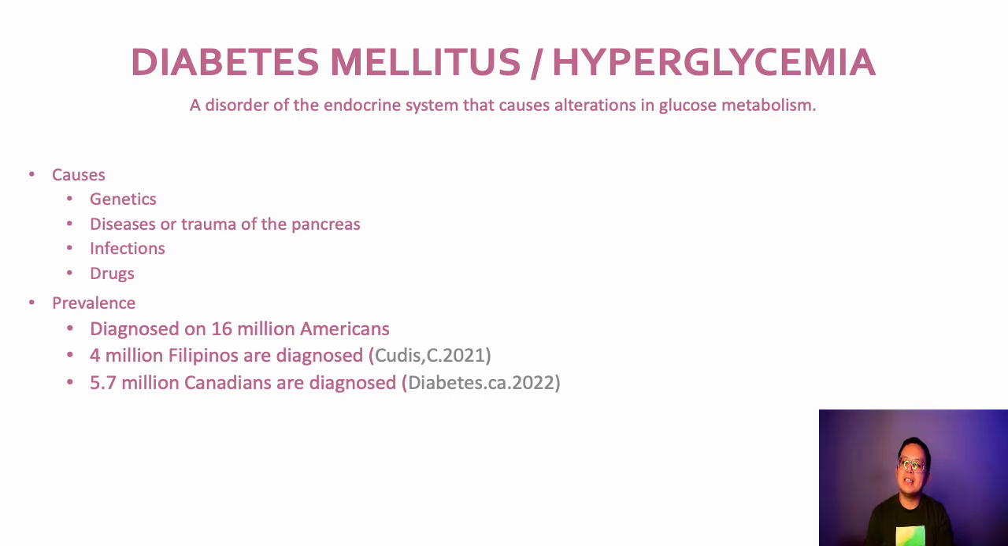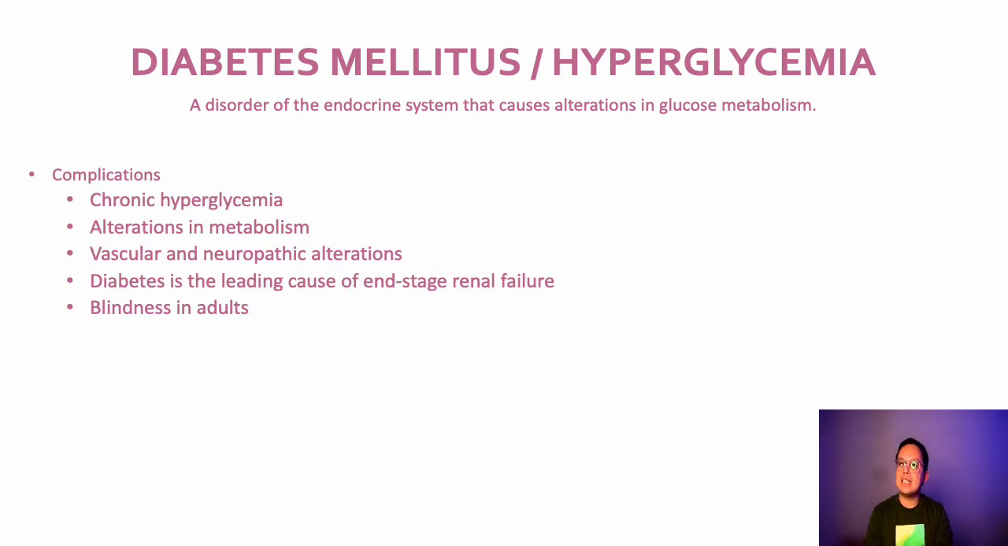Now, prevalence. 16 million of Americans are diagnosed with DM. How about the Philippines? 4 million according to CODIS at the Philippine National Authority, PNA. This is a government website, so this is not a fake news, okay? 4 million Filipinos are diagnosed with diabetes, and in Canada, about 5.7 million are diagnosed with DM, especially type 2.